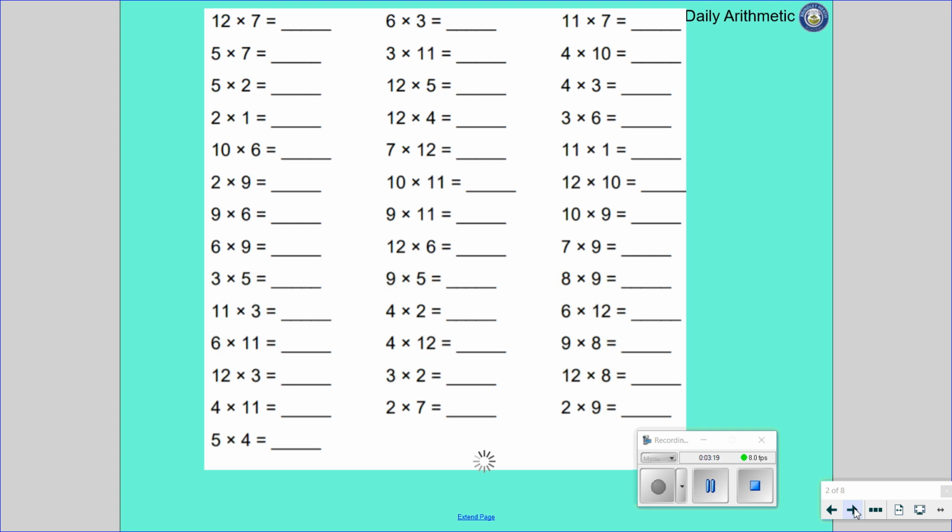Okay, on to our daily times table practice then. You know the drill, give yourself 1 minute and have a go at the times tables on the screen.